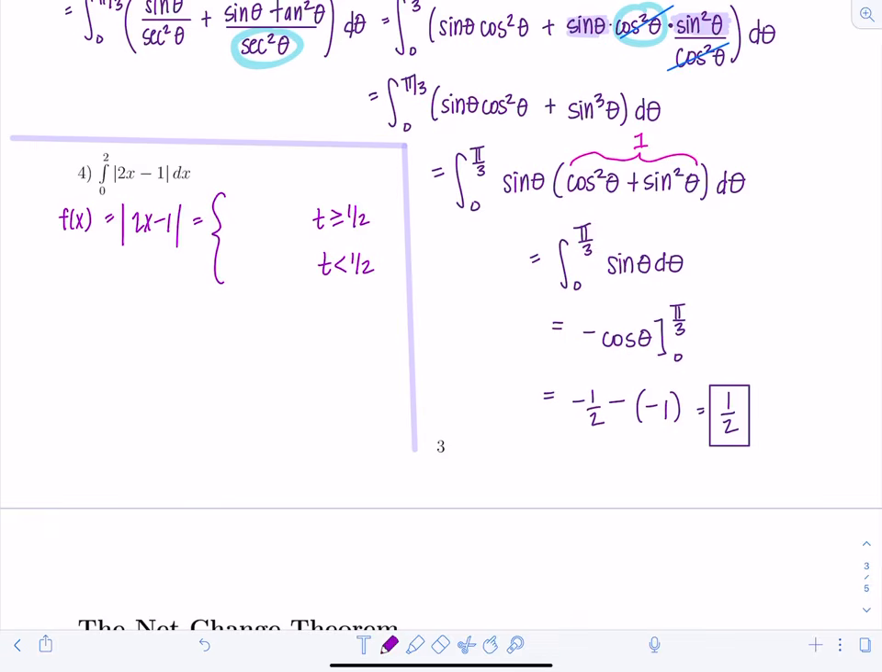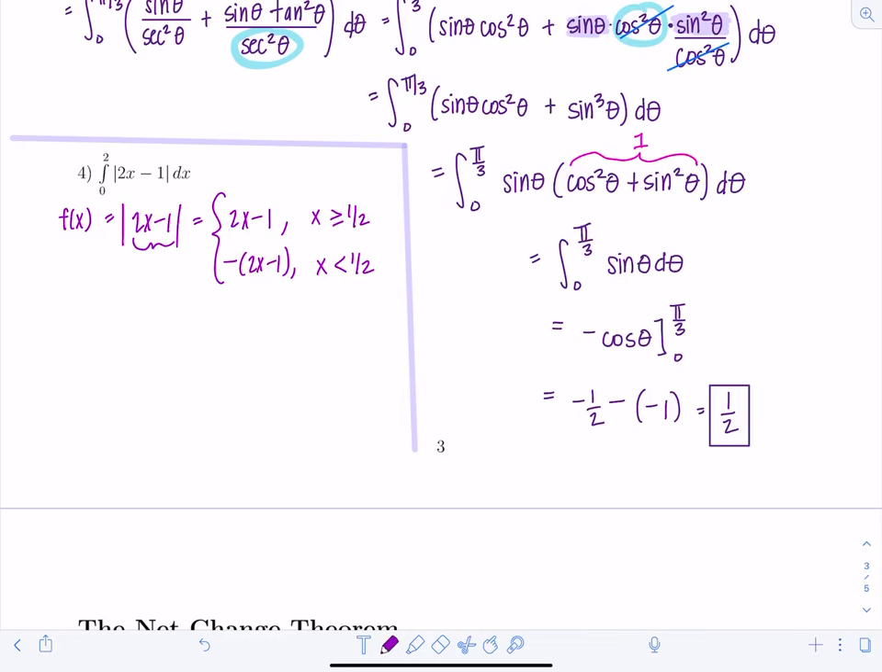So if x is greater than or equal to 1/2, then the quantity inside here is going to be positive, right? You can plug in a number like 1, 5, anything greater than or equal to 1/2, and it's going to be positive, so I don't need the absolute value. It's doing nothing. And then if x is less than 1/2, then the quantity inside is negative. So in order to make it positive, it multiplies 2x minus 1 by a negative.